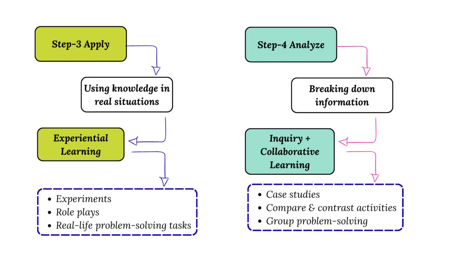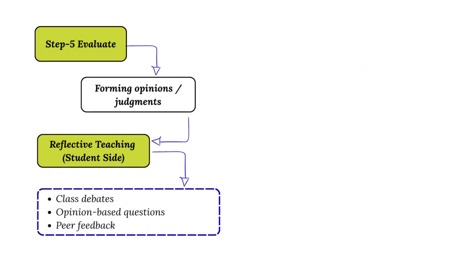Step 4, analyze: students break down information. So use inquiry plus collaborative methods here. You can bring case studies, compare and contrast, group problem solving. It's really going to help. Step 5, evaluate. Students form opinions. So you as a teacher will have to evaluate their understanding, whether they have learned it or not. So use reflective teaching, debates, opinion questions, peer feedback. All of this is really going to help.